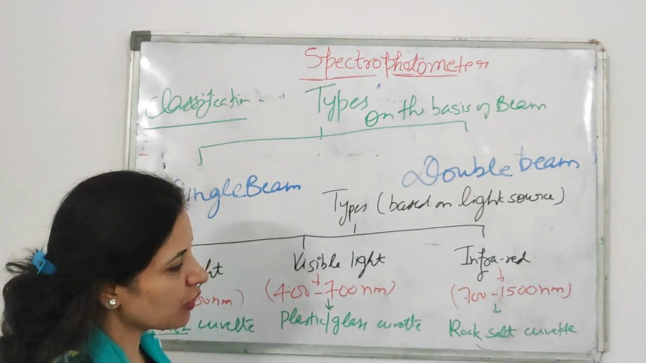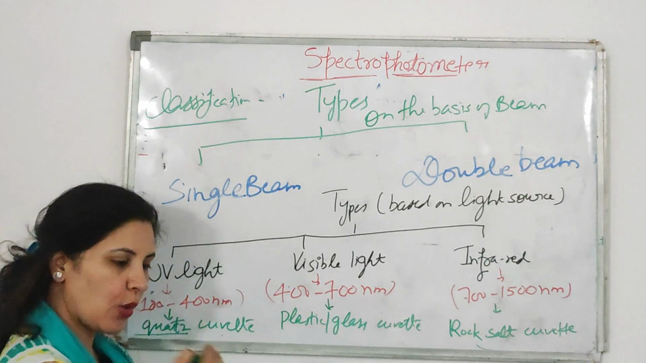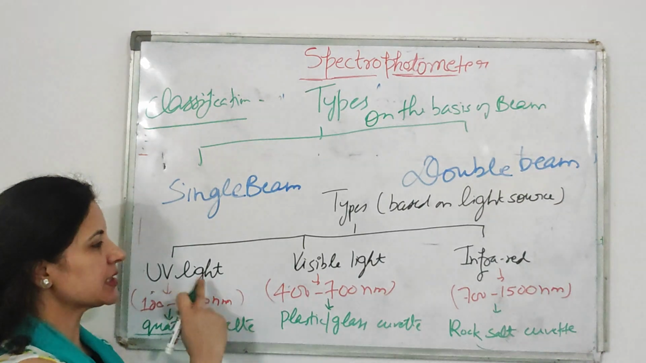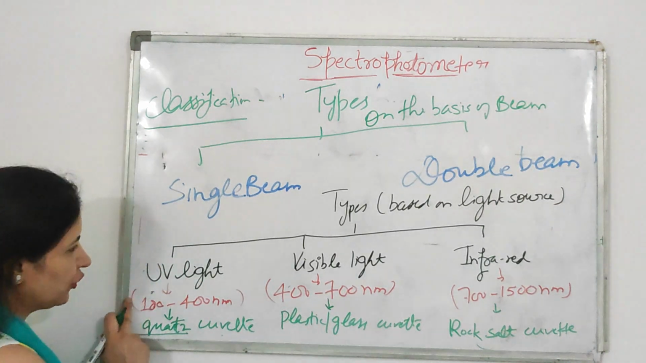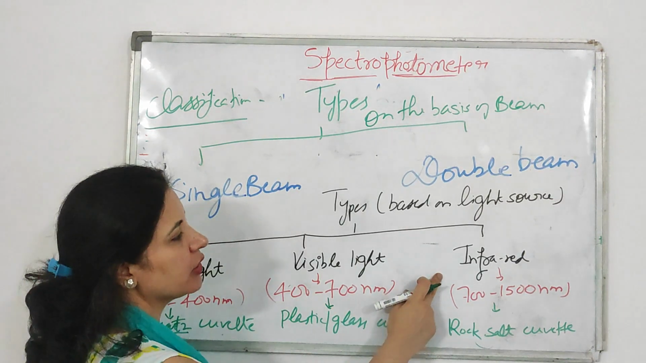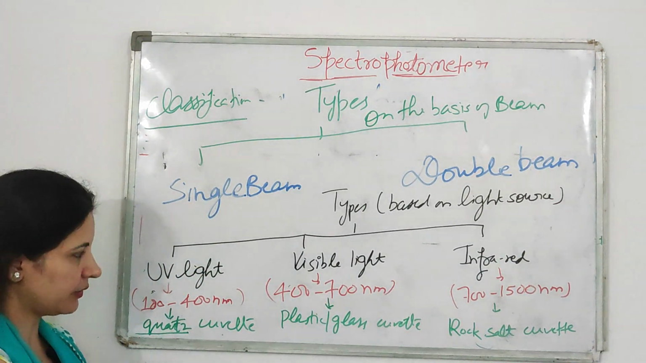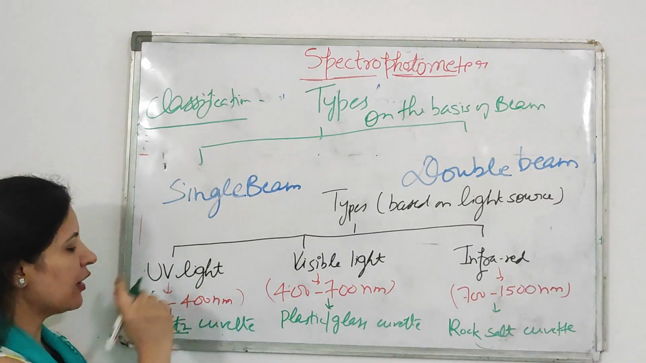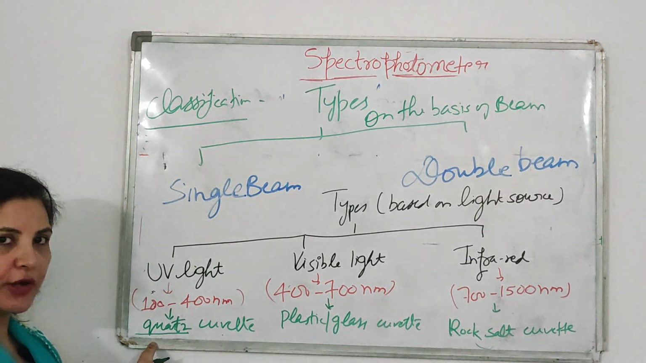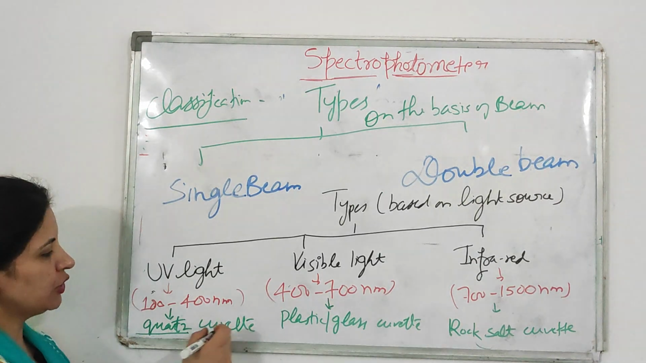And on the basis of light source, that is what kind of light source you are using, it is divided into three categories: UV light spectrophotometer, visible light spectrophotometer and infrared spectrophotometer. So for UV light, what is the range? 180 to 400 nanometer. And what kind of cuvette will you use? A quartz cuvette.